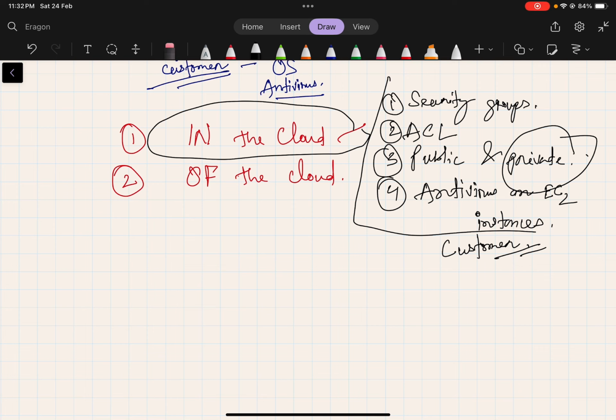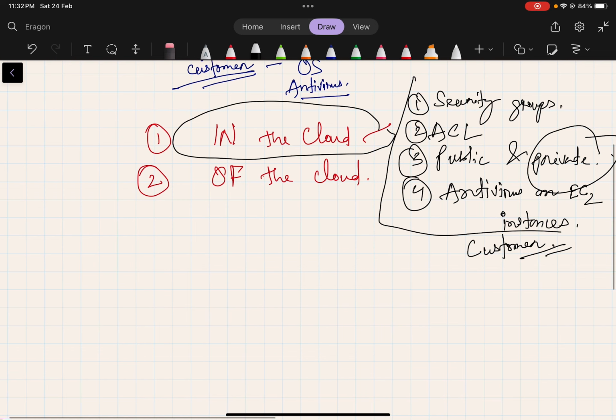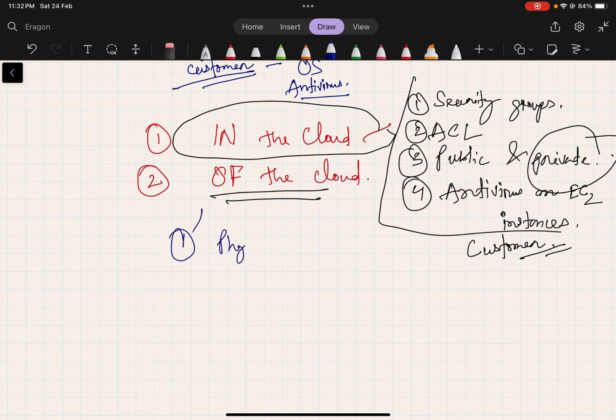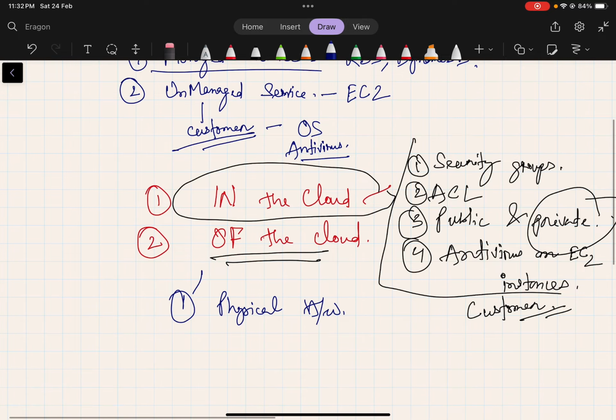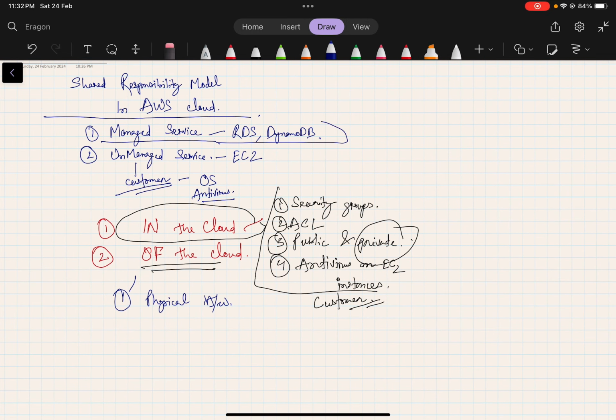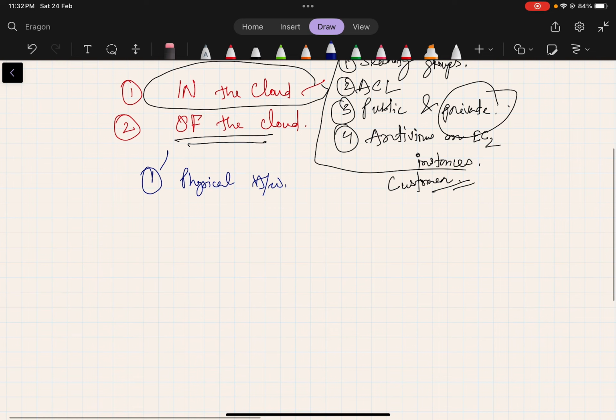And if we come to the next, security of the cloud. In of the cloud, it comes like physical hardware. The security of the physical hardware, like the data centers and their storage drives and disks, needs to be secured physically by AWS. Then there is the security of the managed services. Just now we covered what managed services are, RDS and DynamoDB. Those things need to be managed by AWS.